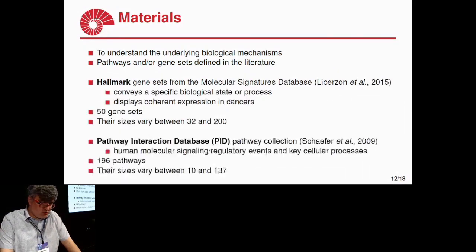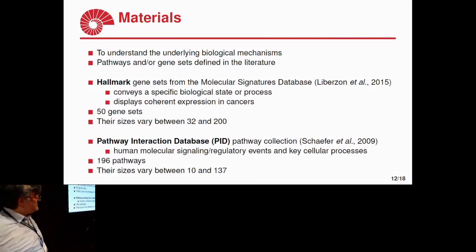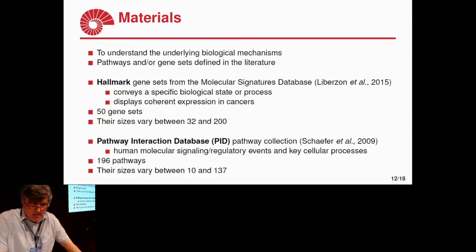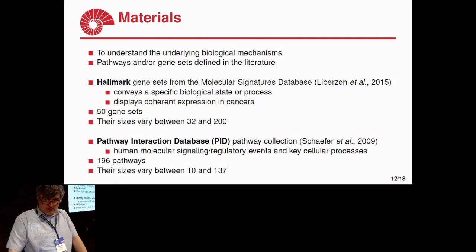Okay, we also use 2 different pathway and gene set databases. One of them is Hallmark, which is designed for cancer specifically. There are 50 gene sets, and their sizes are between 32 and 200. And the other one is the Pathway Interaction Database. There are almost 200 pathways, mostly molecular signaling and regulatory pathways, and their sizes are between 10 and 137.